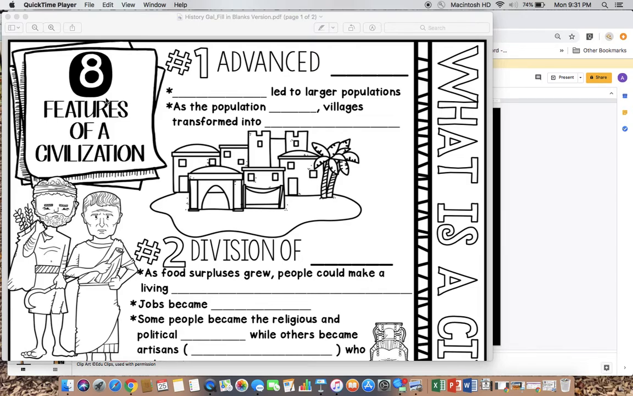Hello, sixth graders. So we are in our study of civilizations, and we're going to talk about the features of a civilization. Remember, a feature is a special characteristic, and many scholars and historians believe that there are eight major features or characteristics or parts of a civilization that make them civilizations. And remember, civilizations are kind of complex, often large societies that grew from the development of cities over time.